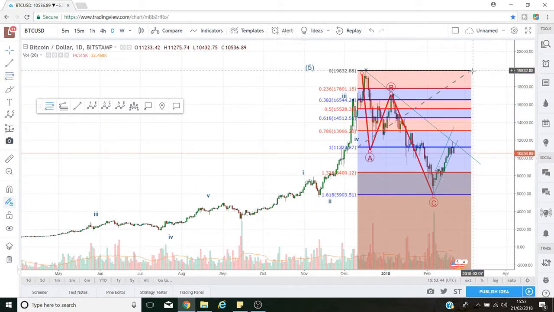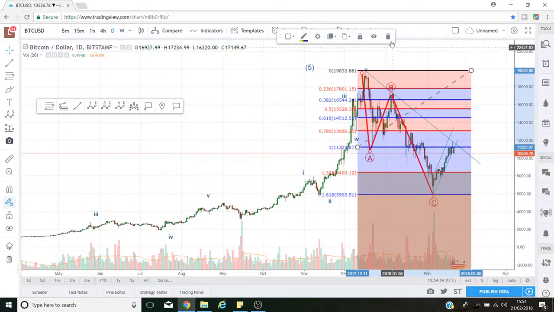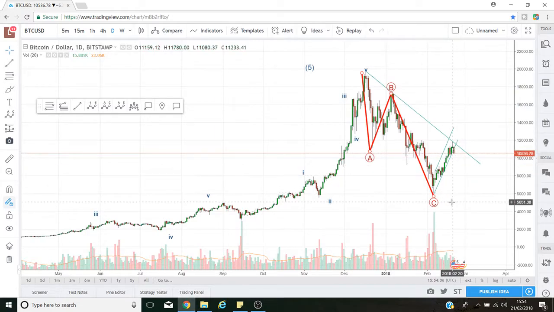A to C is a 1.618 extension of wave A. So that's another great indicator to support that this is the bottom here. It's hit that 1.618 absolutely perfectly. I'm sure any technical analysis traders that are watching this video will respect this 1.618 figure. And that's another indicator why I think that is the bottom.